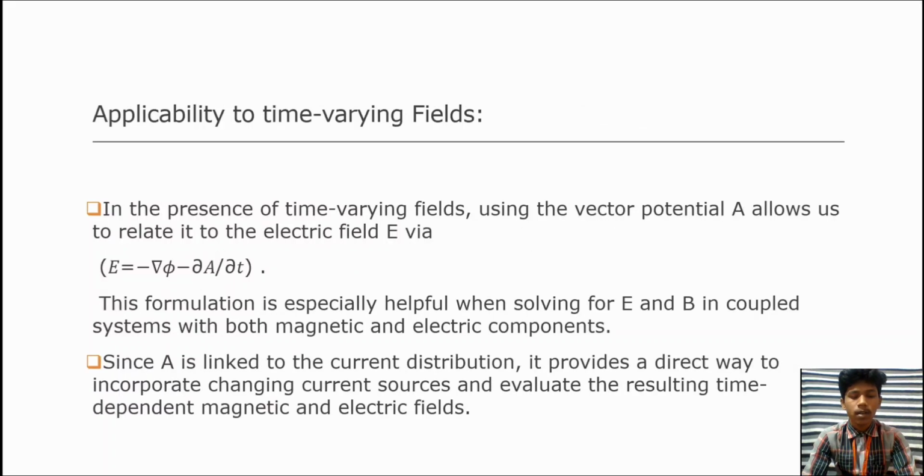And the applicability to time varying fields: in the presence of time varying fields, using the vector potential A allows us to relate it to the electric field E. The formula is given here, and this formulation is especially helpful when solving for E and B in coupled systems with both magnetic and electric components. Since A is linked to the current distribution, it provides a direct way to incorporate changing current sources and evaluate the resulting time dependent magnetic and electric fields.